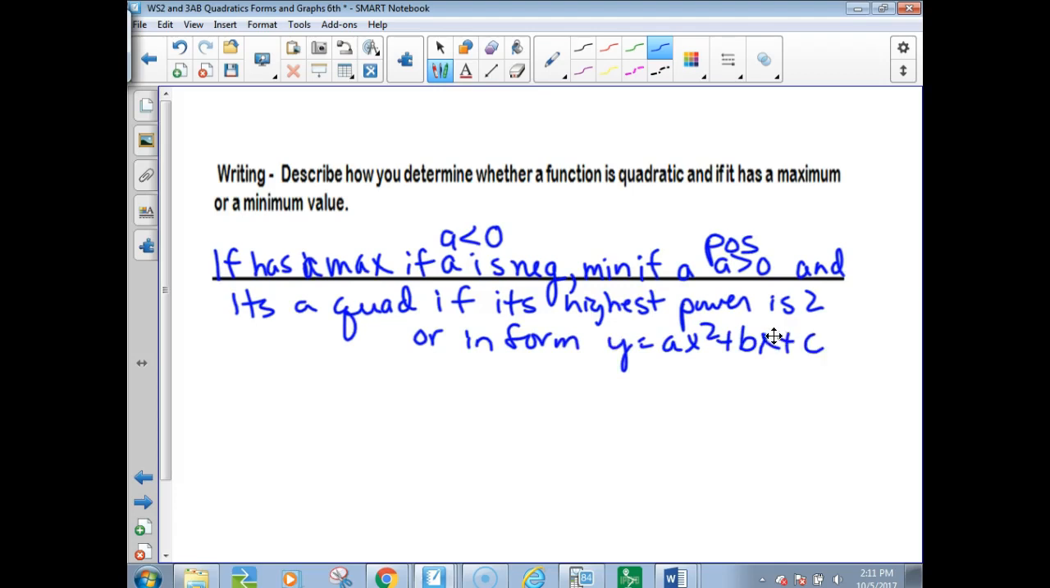Now, they're not always going to look like that, so I almost don't like to say that, because right now we're going to look at some other formats where you don't see the a, the b, and the c. Just know the power has to be 2, and it can't be in the denominator. Okay, highest power is 2. It is degree 2. Has to be degree 2, not degree 1, not degree 3, but degree 2.